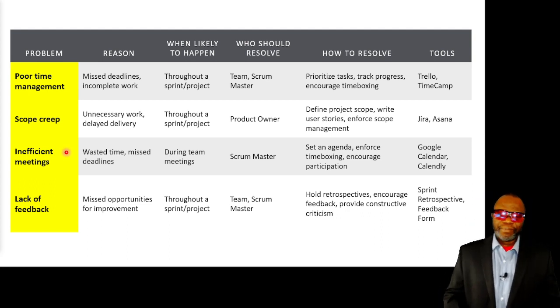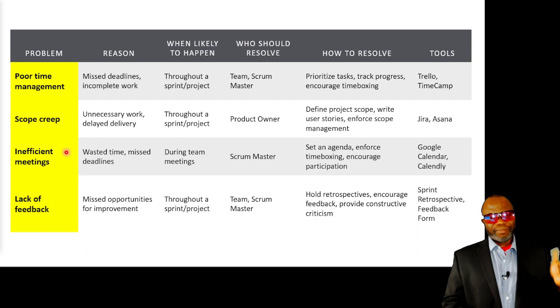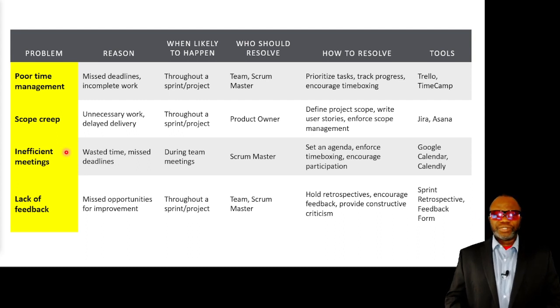When is this likely to happen? During team meetings. Who should resolve? The Scrum Master, because that's poor use of the events. So set an agenda, enforce time boxing, use concepts like Elmo, enough, let's move on. Have an Elmo doll, it's fun. Hold it up, it's non-threatening.